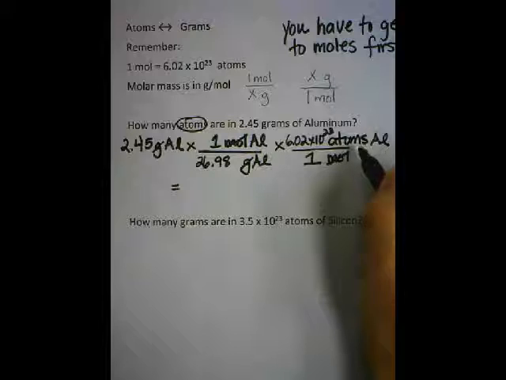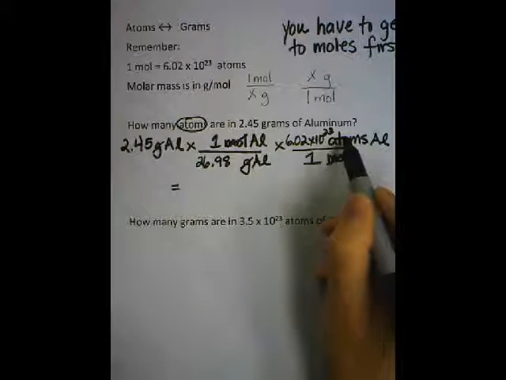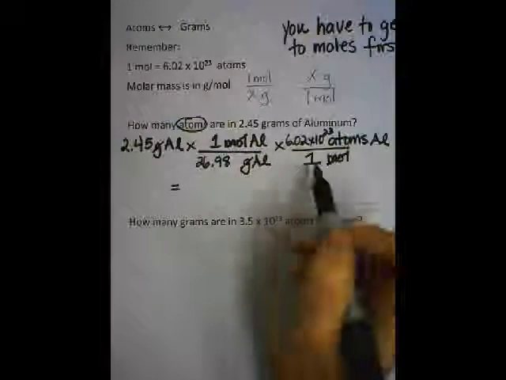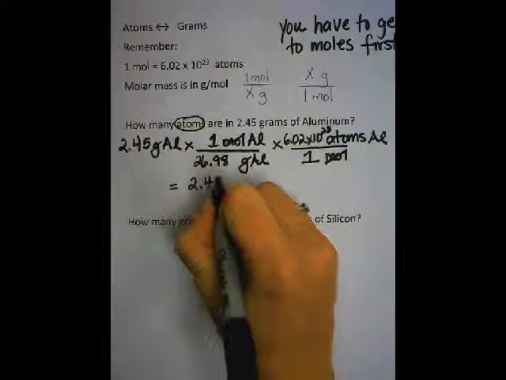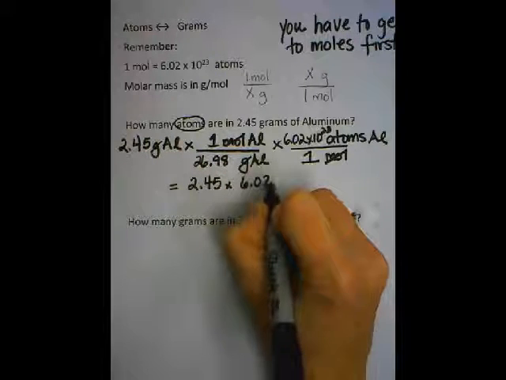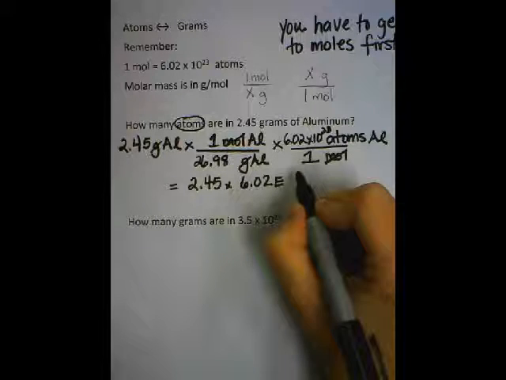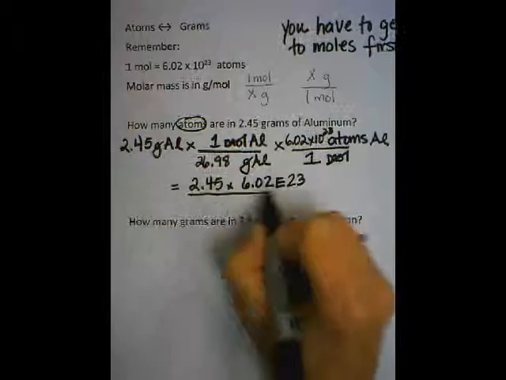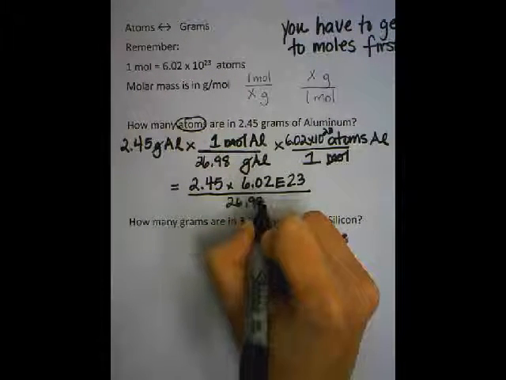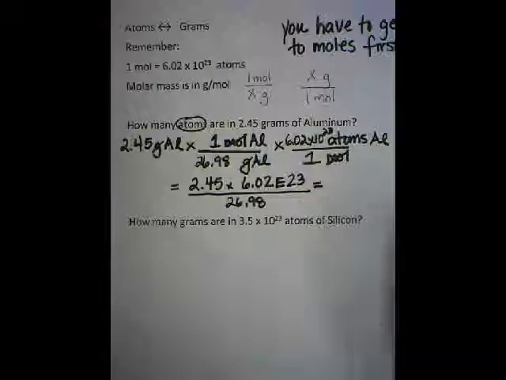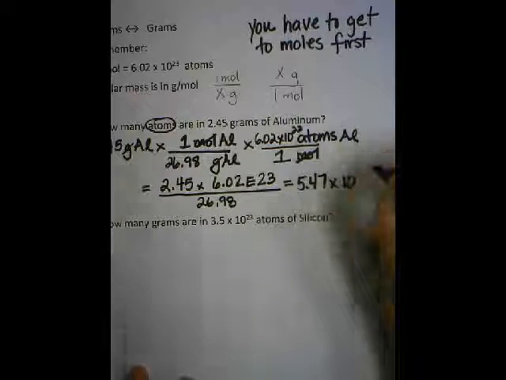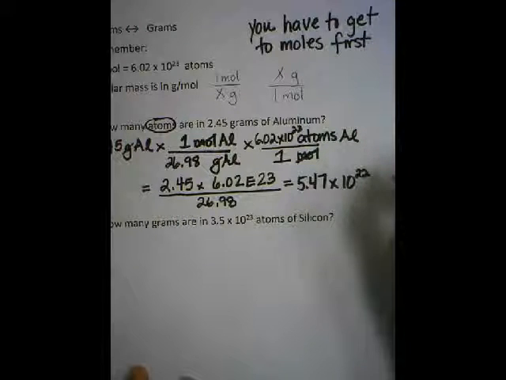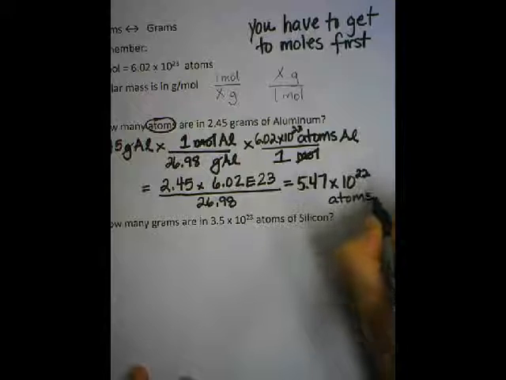To do the math, you do everything in the top, divided by everything in the bottom. You can ignore the 1s because anything multiplied or divided by 1 is itself. So in your calculator, you're going to do 2.54 times 6.02. Hit that exponent button, that capital E button, E23. All divided by 26.98. And when you do this in your calculator, and round to significant figures, you're going to get 5.47 times 10 to the 22nd atoms of aluminum. Okay? That's going from grams to atoms.